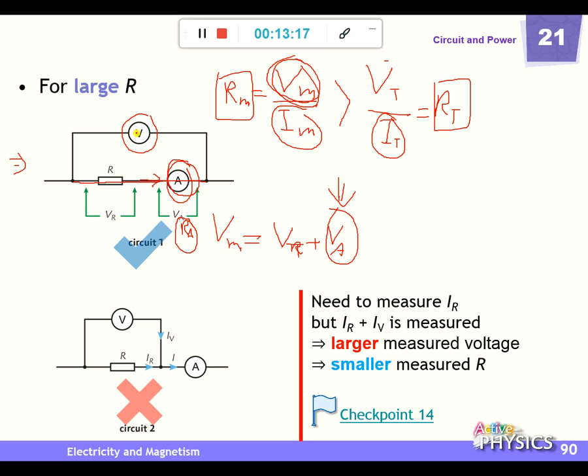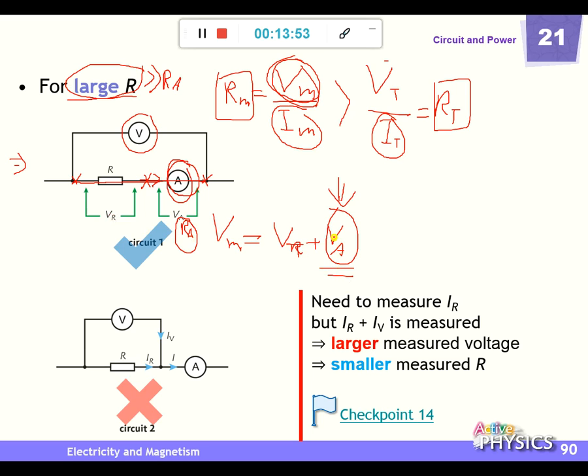Then what do you do? Try to change this, because you can choose circuit 1 or circuit 2. If you know that R is very large compared with RA, which is much smaller relative to R, then what will happen? This part is actually the division of voltage. If RA is very small compared with VR, then you can find that this part you can negate it.